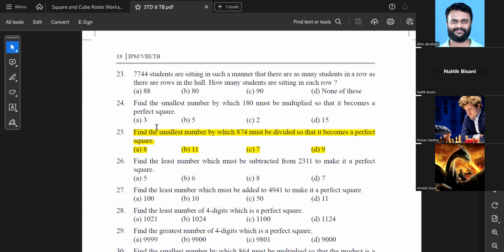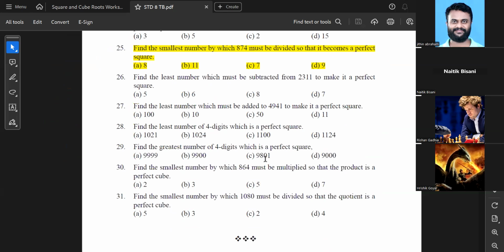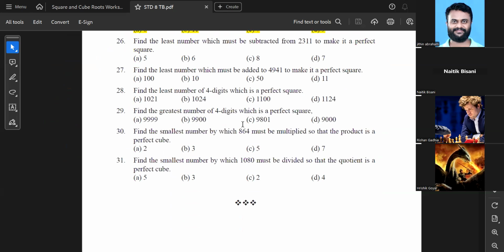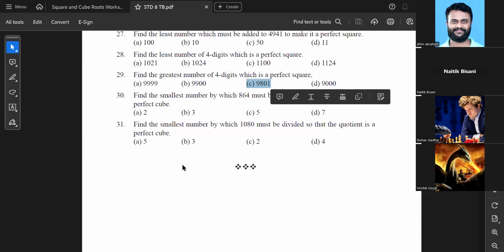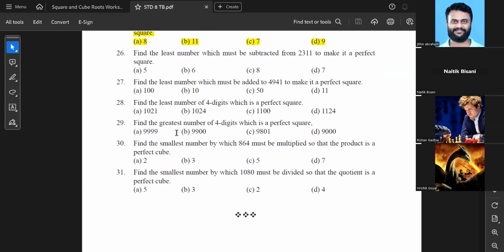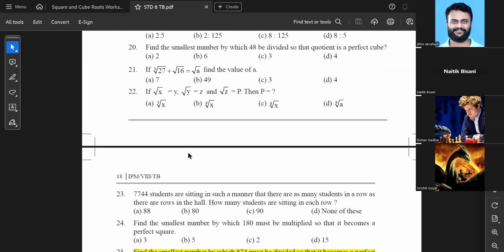These questions we have already discussed. 29 we have already done. The similar ones to all of these questions we have done, so I'm not going to repeat.